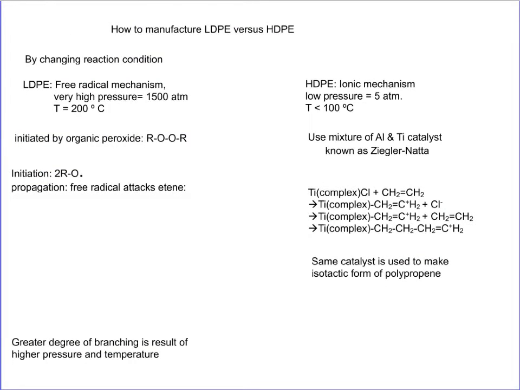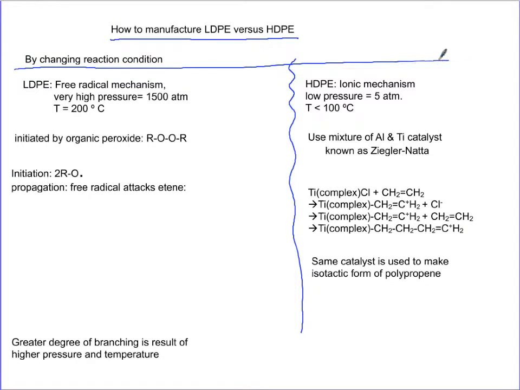So I'm going to the next slide, and I'm going to look at sort of the mechanism, not so much details. Definitely not for high density polyethylene, although I'm going to talk about it. So this is like a supplemental. If you change the reaction condition, you can either have low density polyethylene or high density polyethylene. Low density takes place at very high pressure and high temperature, and it's a free radical mechanism, and it uses an organic peroxide as an initiator.